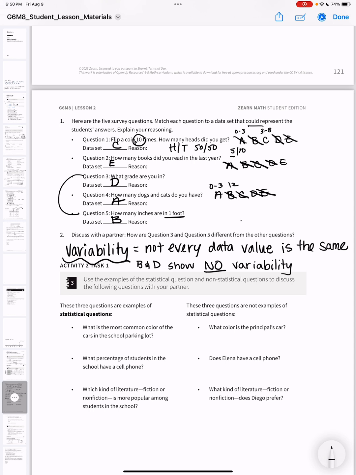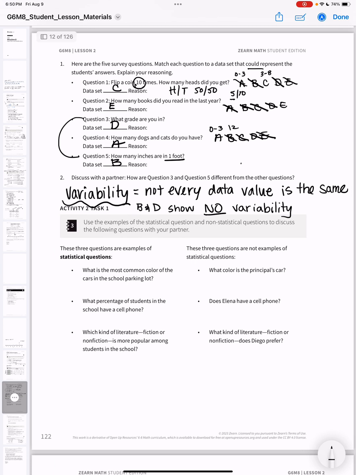All right, activity 2, task 1. Use the example of the statistical question and non-statistical questions to discuss the following questions with your partner. These 3 questions are examples of statistical questions. So we're going to try and figure out why these are statistical, and these over here are not examples of statistical questions. Here we go.